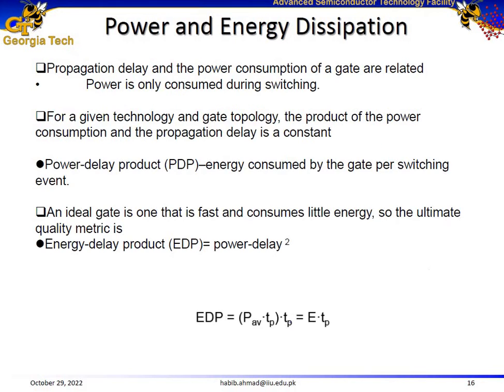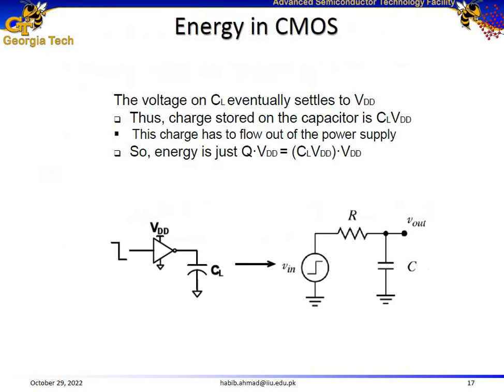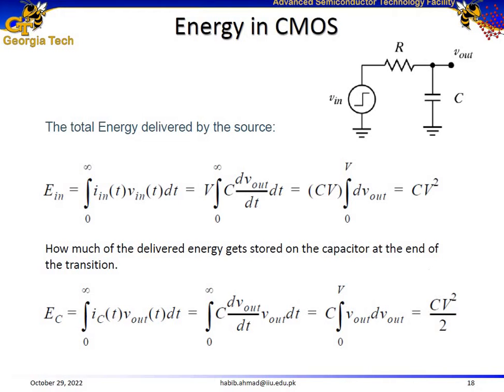Power and energy dissipation. Going to skip a couple of slides, and then energy in CMOS. So here is our input voltage, I mean, it's actually not the input voltage but the power supply. You can consider it VDD.